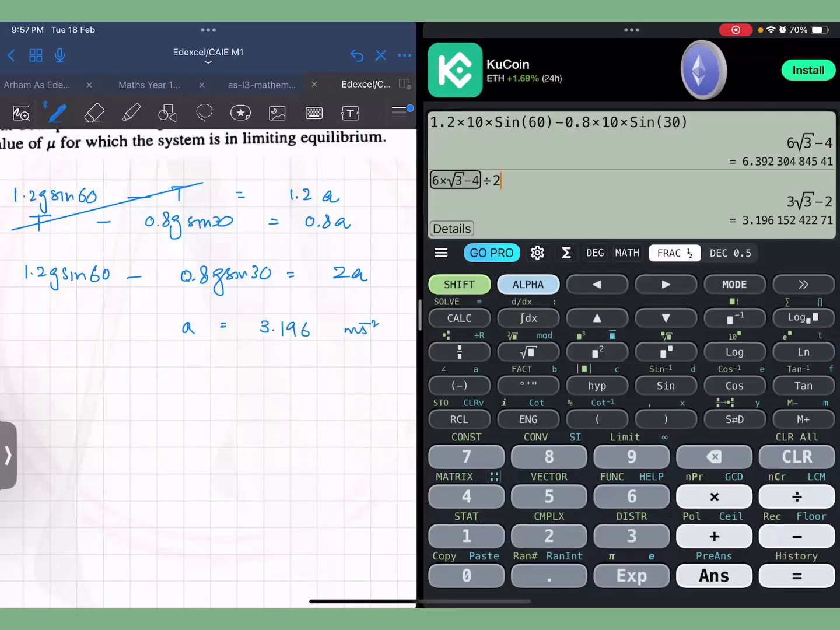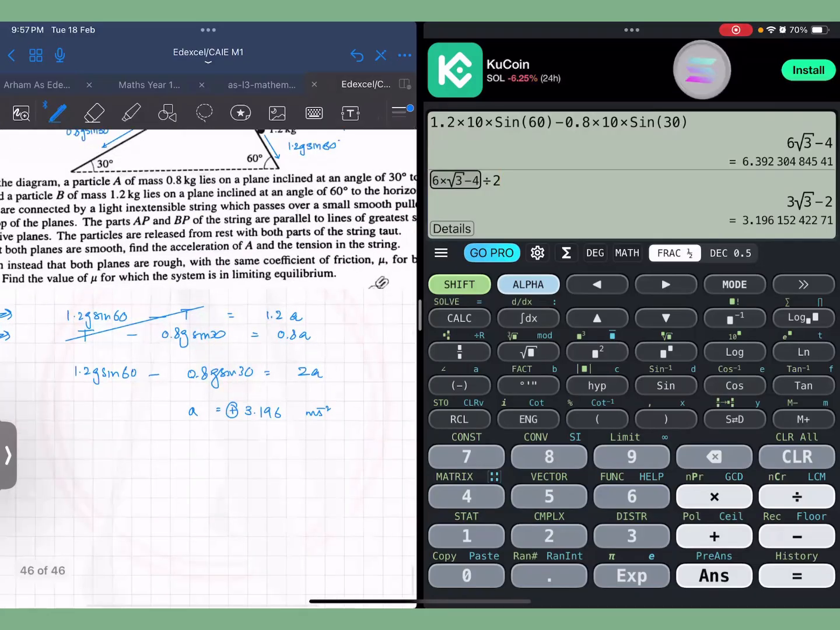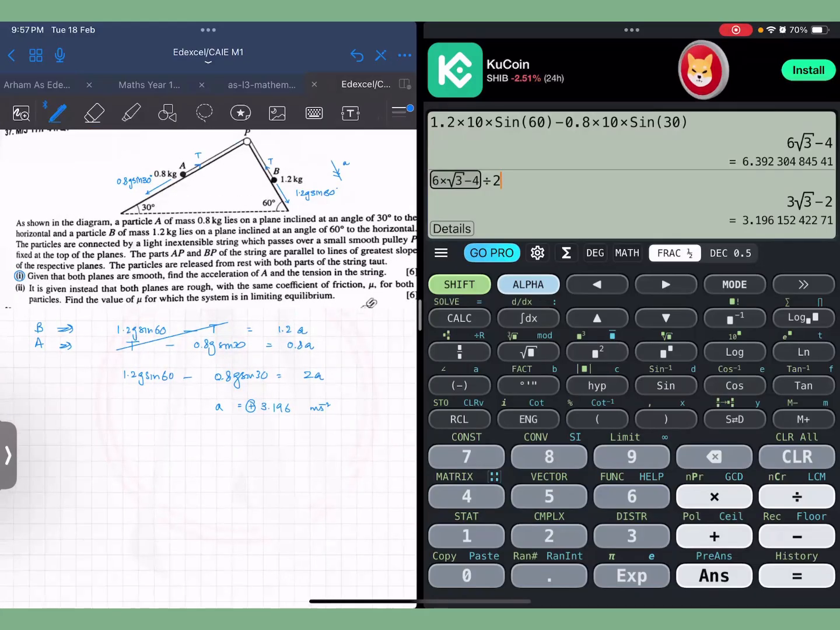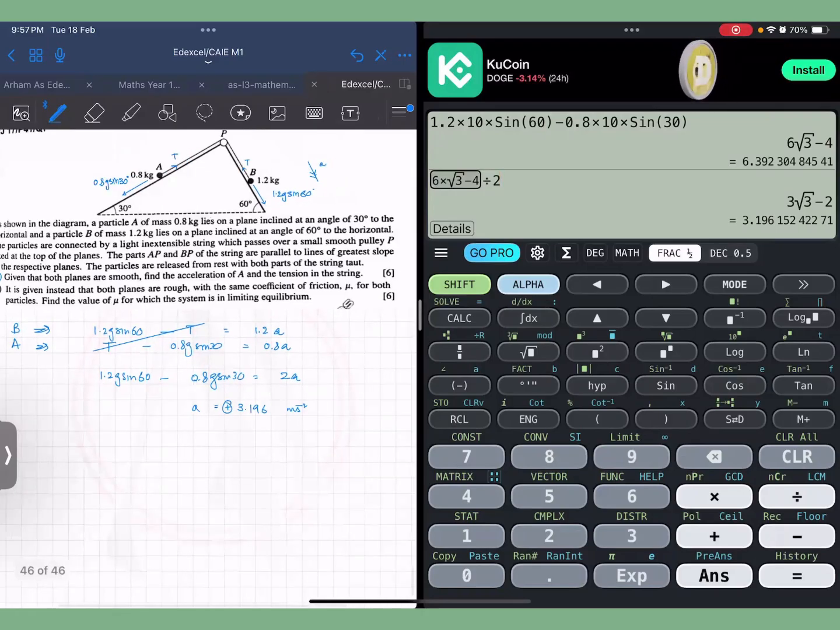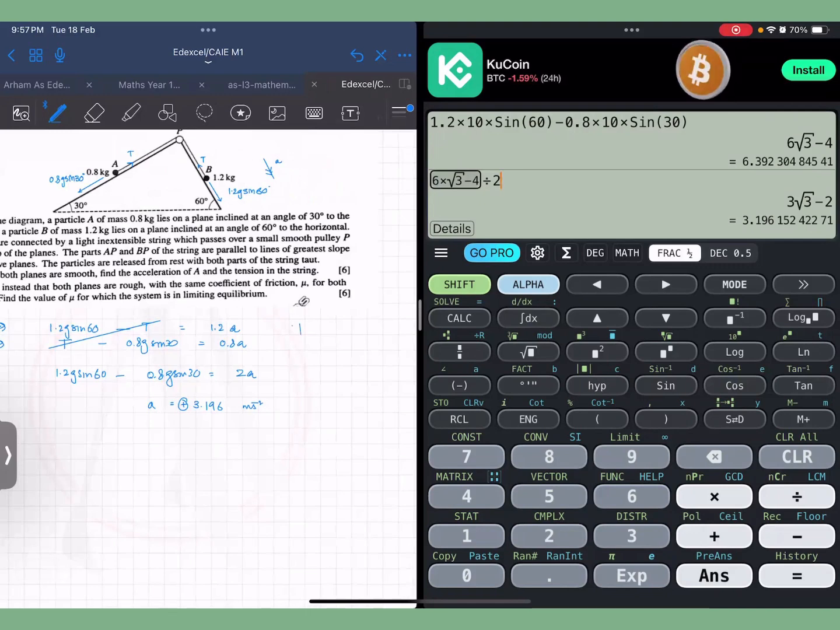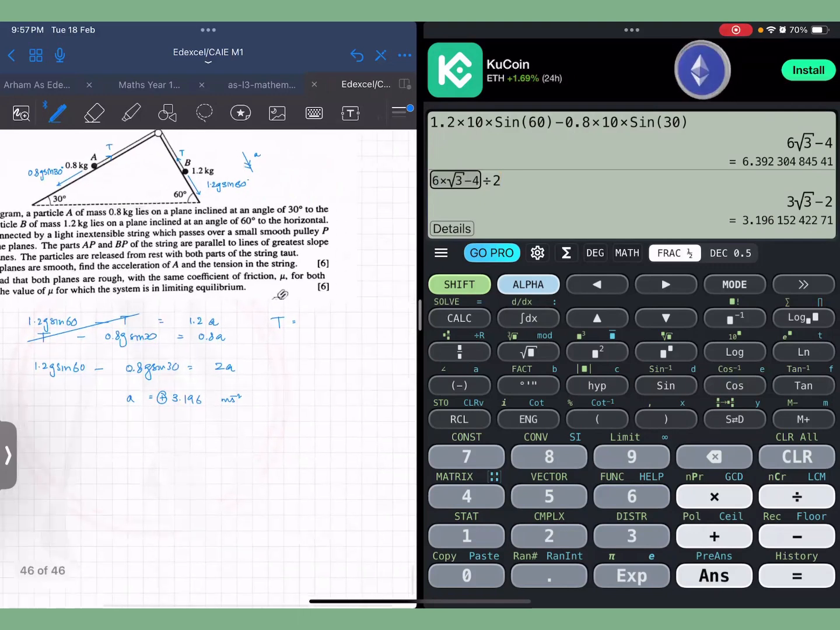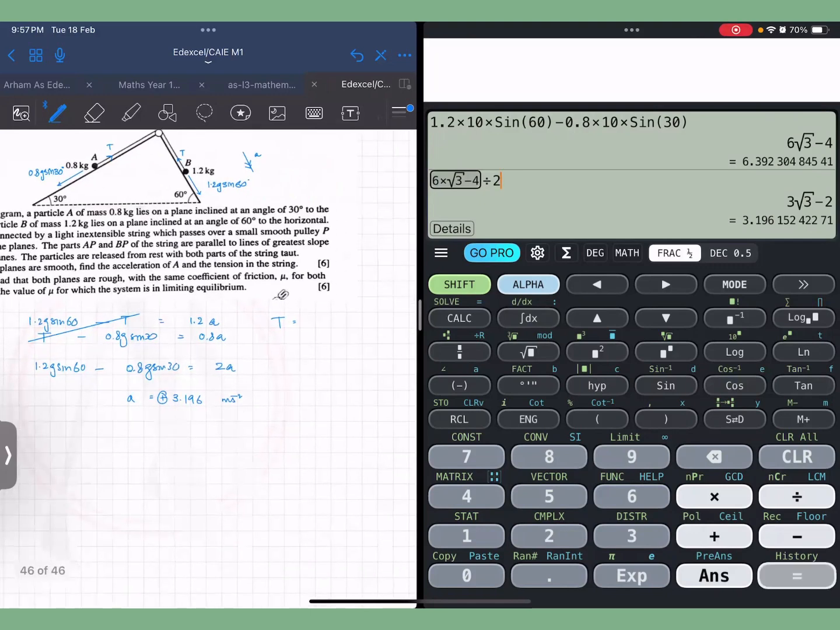And you can see this is coming out as positive. This means that the assumption that we have taken is correct. B is actually moving down. And then they're asking you to find the tension as well. So tension would be equal to, we substitute the value of a into any one of the equations.